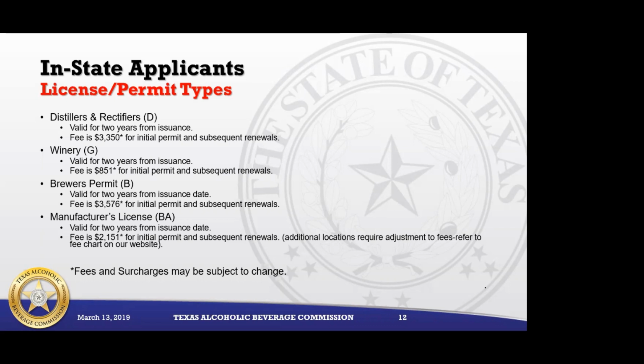We have the manufacturer's license known as the BA. This license authorizes the holder to manufacture beer and sell it to holder of a general, local, and branch distributor's license and to qualified persons outside the state, and to dispense beer for on-premise consumption. Permit holder may enter into an alternating brewery proprietorship or contract brewing arrangement.